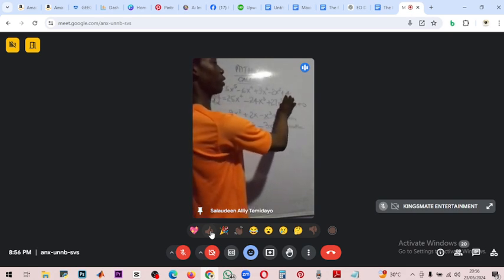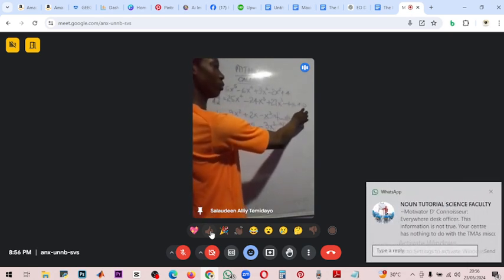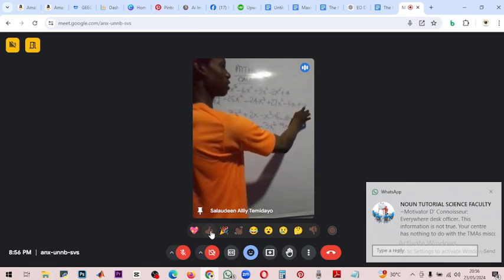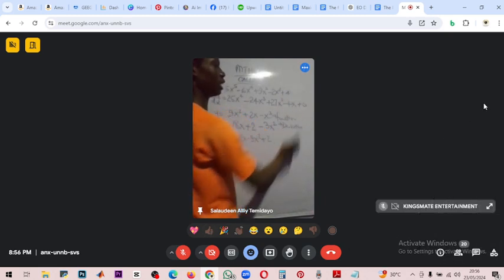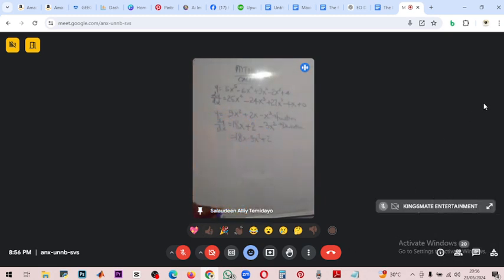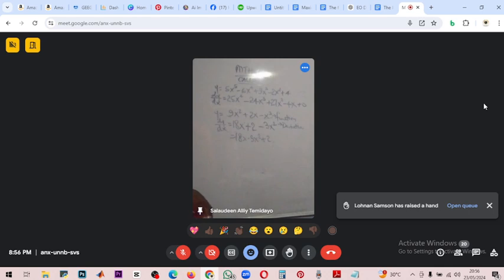And the differentiation of a constant will always give 0. The derivative of a constant is 0. That doesn't have any variable with it. So it's going to be 0. Remember it is 0.